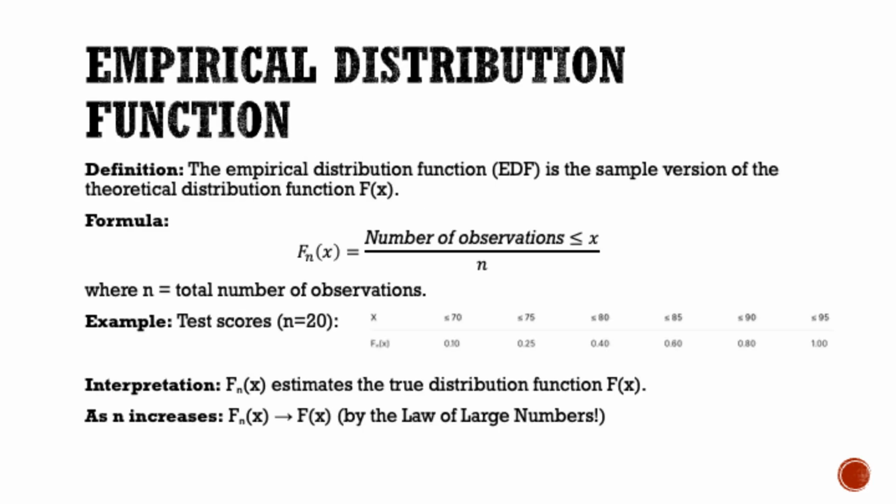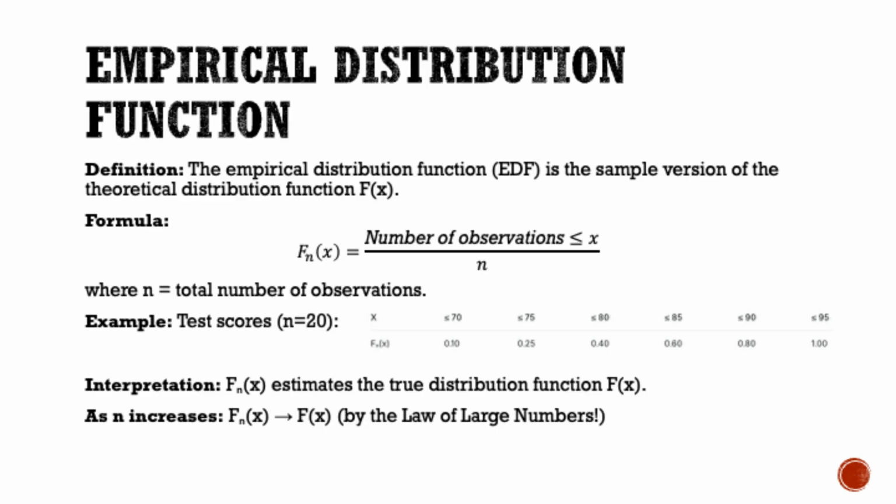The empirical distribution function, or EDF, is the sample version of the theoretical distribution function F(x). It's denoted by F_n(x) and is defined as the number of observations less than or equal to x divided by n, the total number of observations.